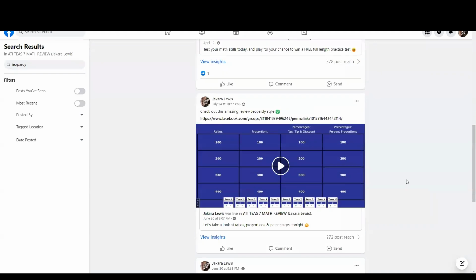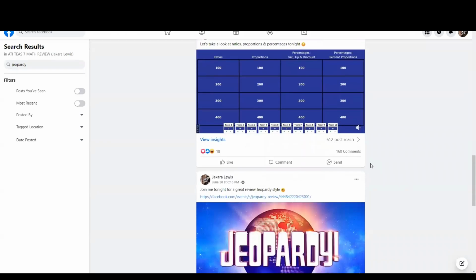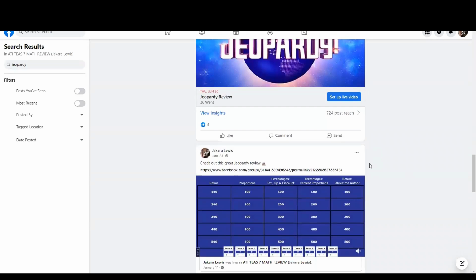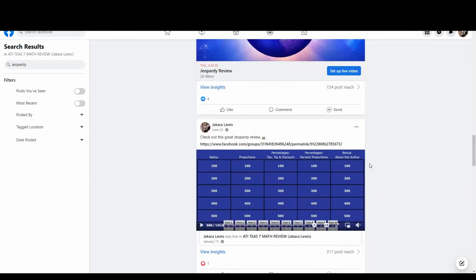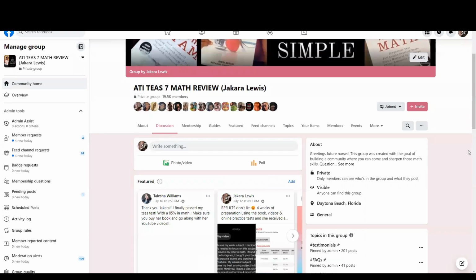Same thing, we have ratios, proportions, and percentages, tax, tip, and discount, percent, proportions. There's so much stuff that you guys can go back and look at, because anytime I go live in the group, I always leave everything up for you guys to be able to review. So any topic that you want to see, you just type it into the search bar and it'll come up.